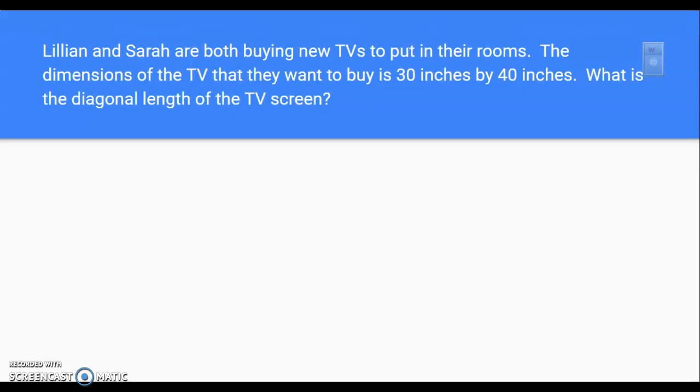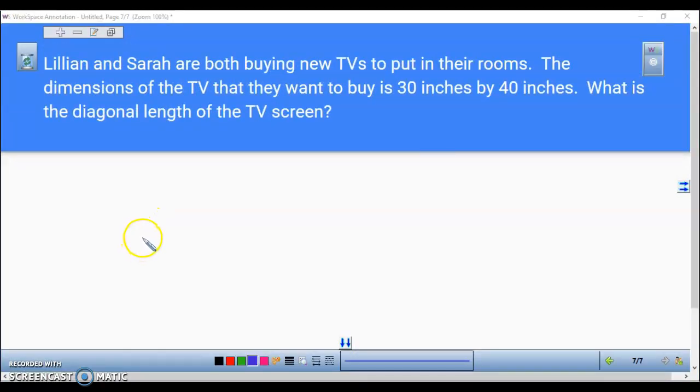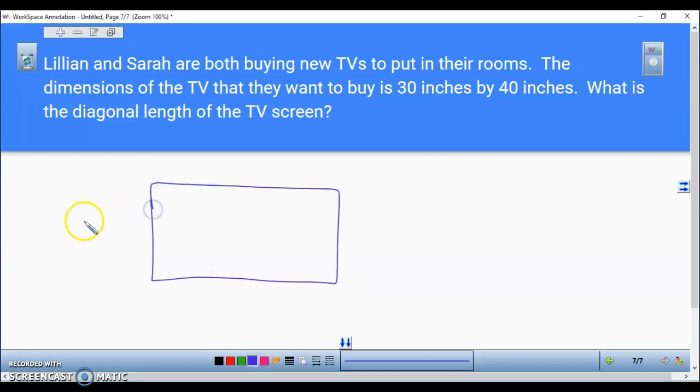Alright, last but not least, Lillian and Sarah are both buying new TVs to put in their rooms. The dimensions of the TV that they want to buy is 30 inches by 40 inches. So remember, dimensions, that would be length and width. 30 inches, 40 inches. Remember, I told you last week that TVs are measured diagonally. So when they advertise it, they measure diagonally.